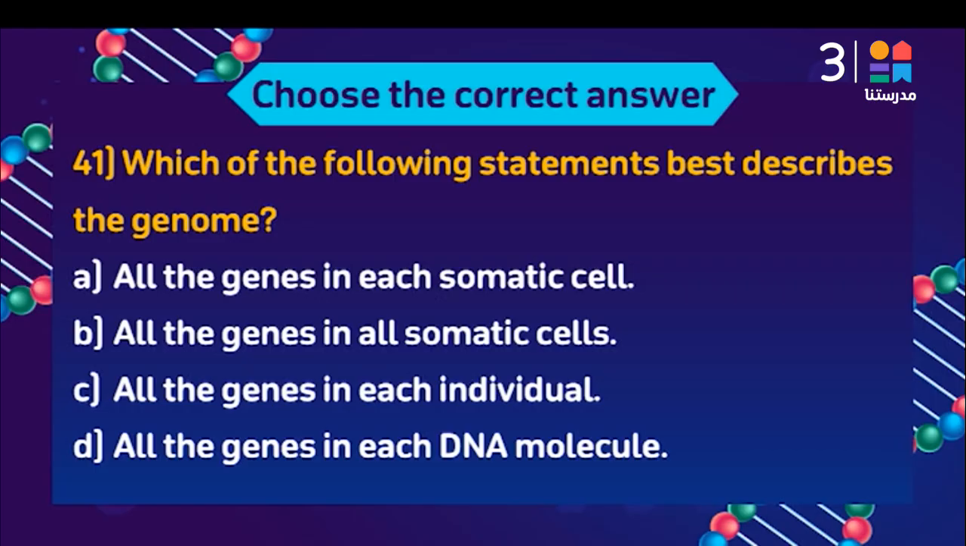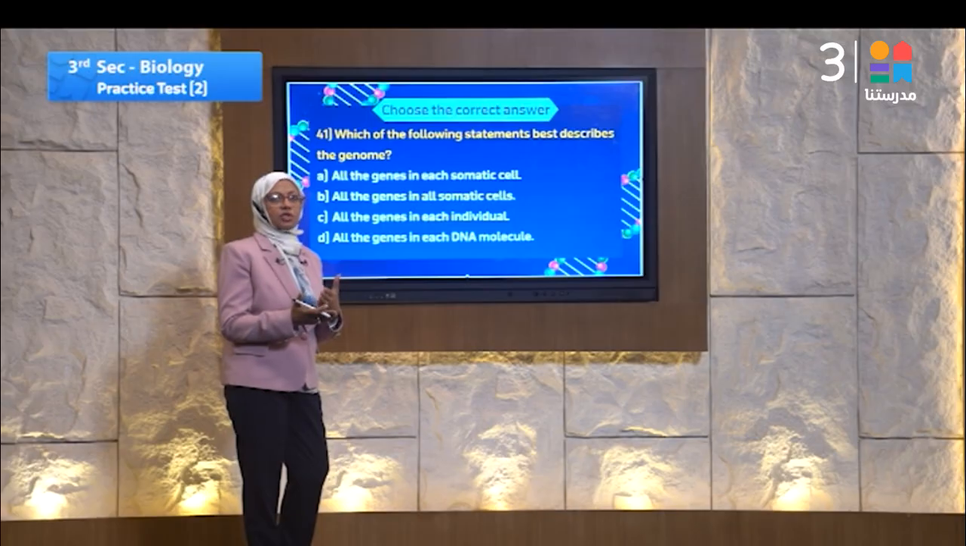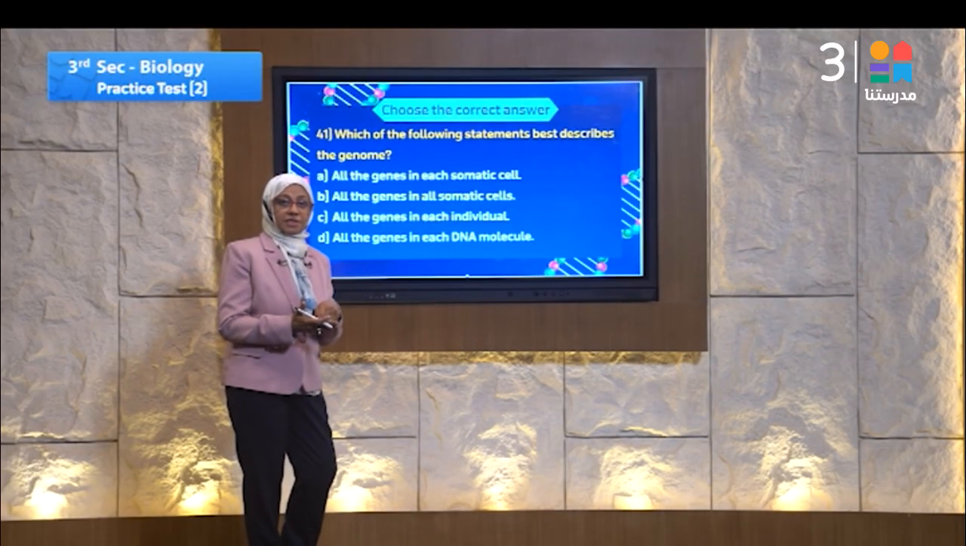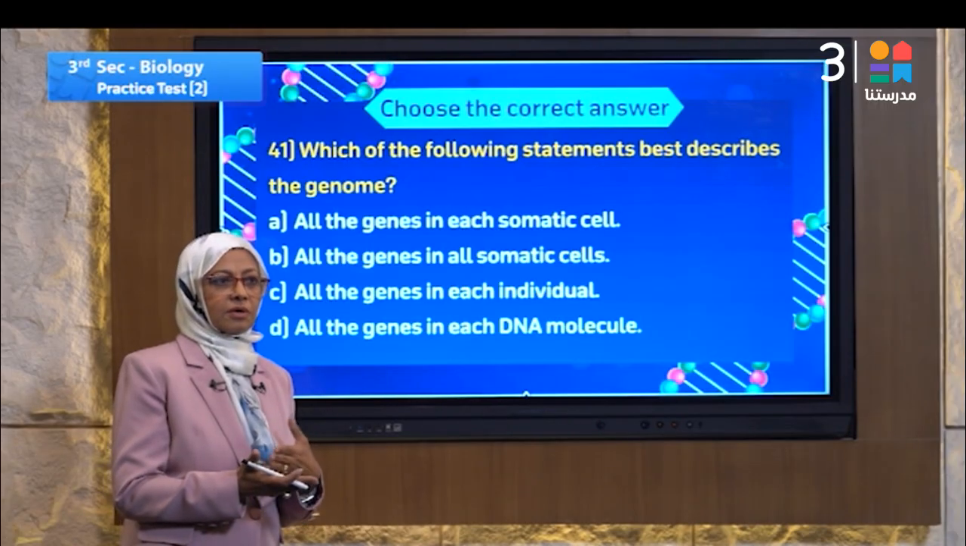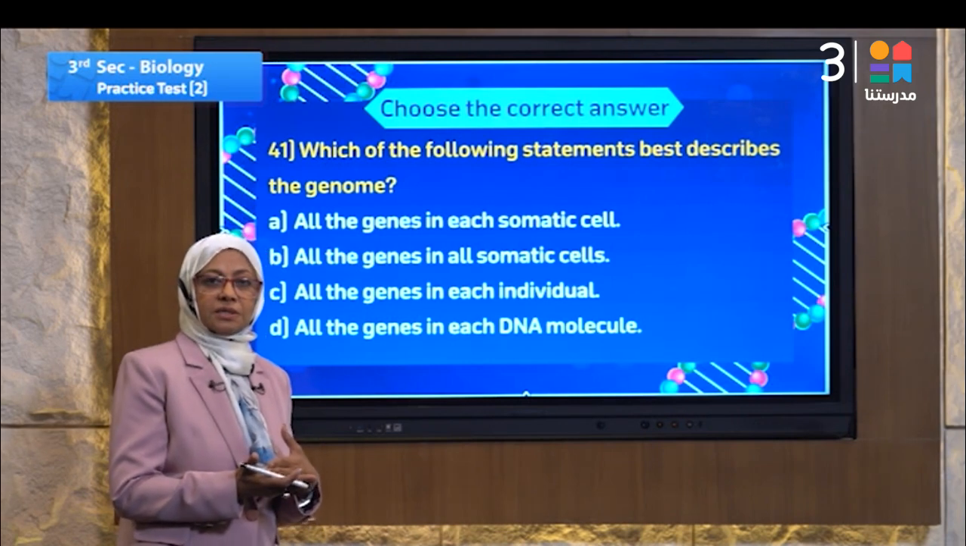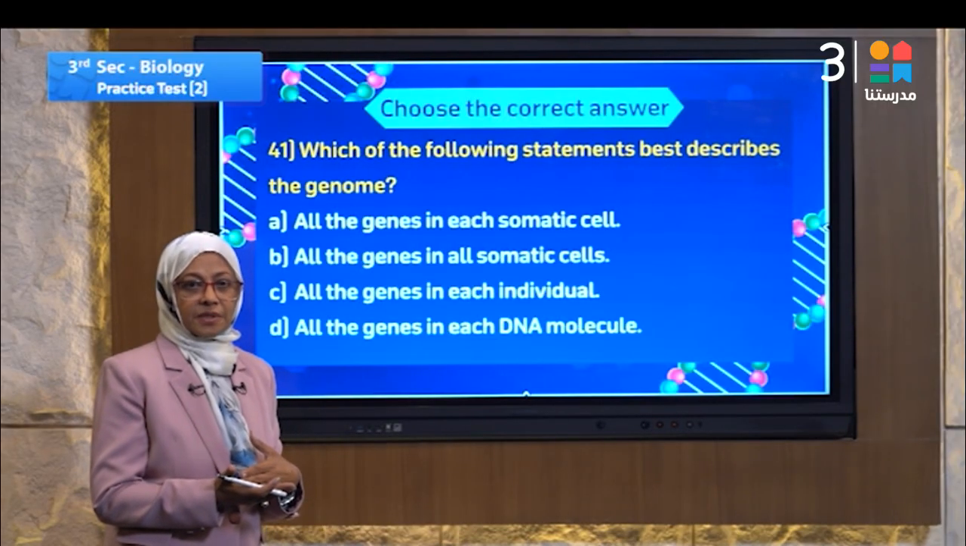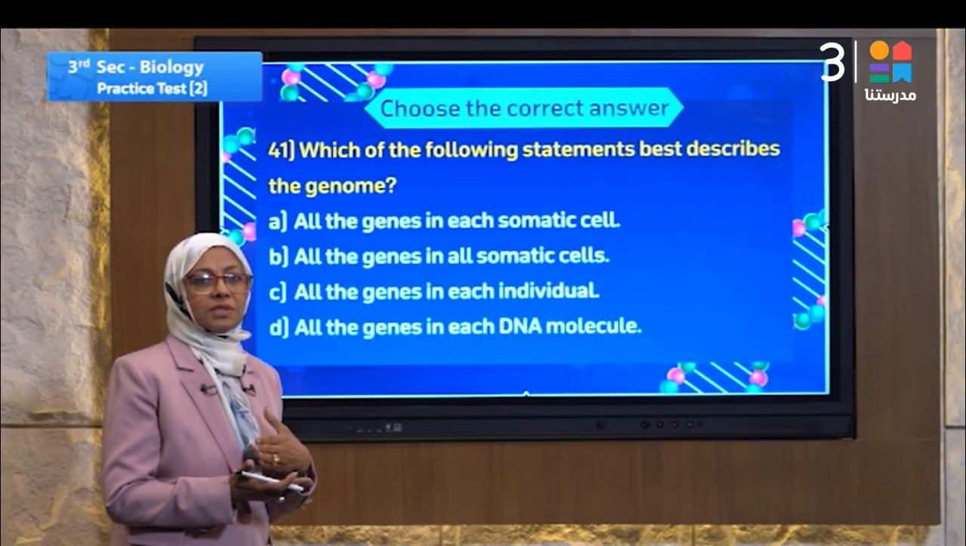41. Which of the following statements best describes the genome? Genome is a medium of the genetic traits. Where are the genetic traits found? It is the number of chromosomes found in one cell. Each cell contains a copy of the genome. In a living organism, there is a fixed number of chromosomes. In human beings, there are 46 chromosomes in each cell, so the genome found in each cell is the number of chromosomes found in each cell.